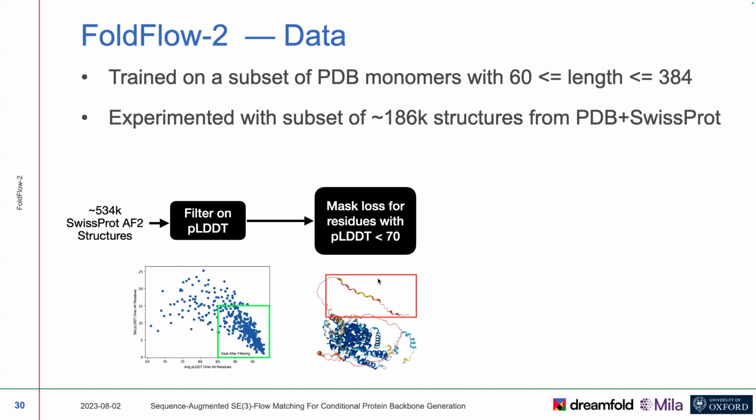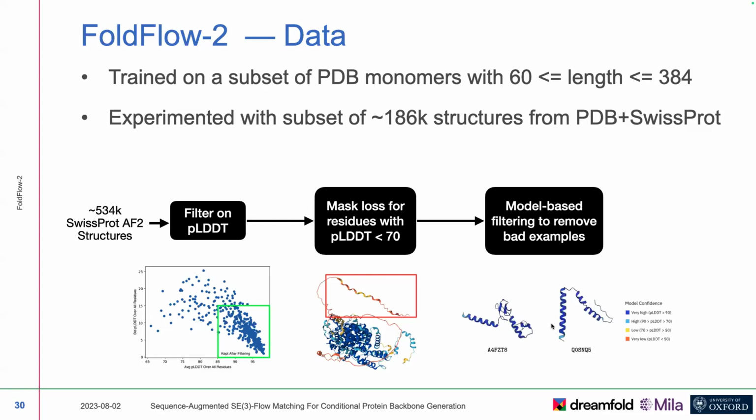We also want to mask the loss for residues with a low confidence, because it's possible that globally the structure might have high confidence, but there could be disordered regions of low confidence, and we don't want to backprop through the loss from those residues. And so we mask things that have low confidence.